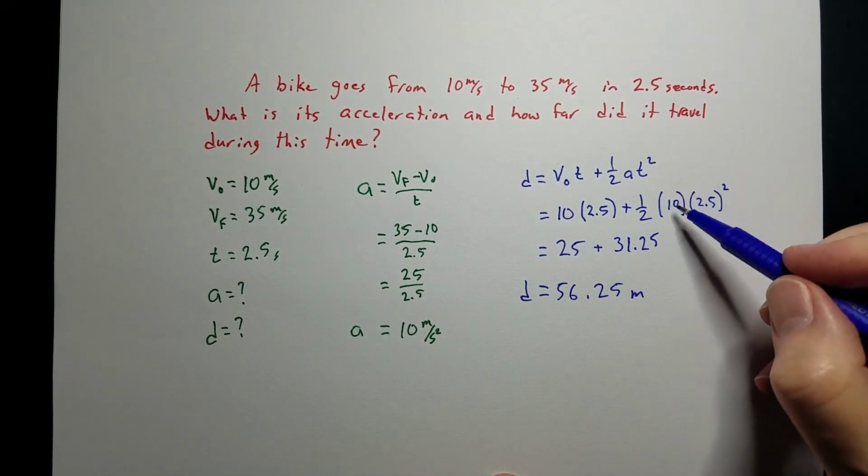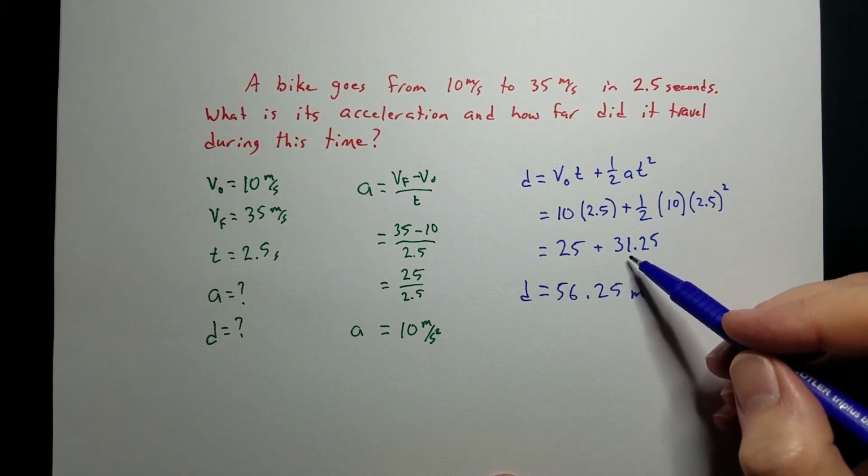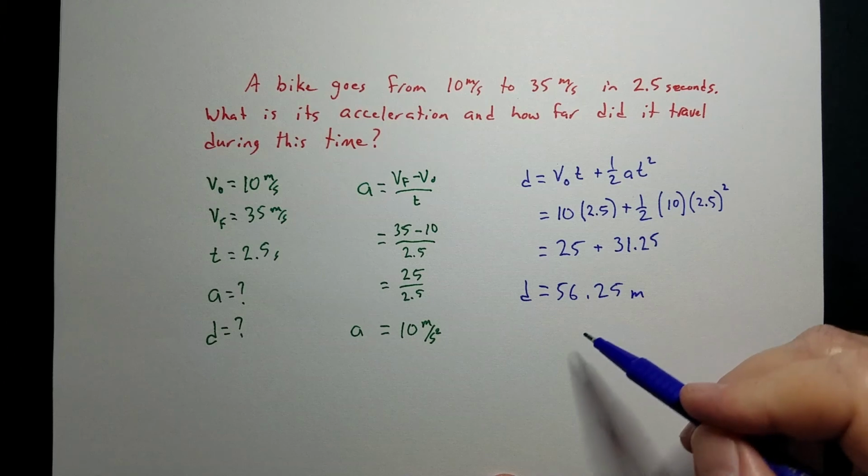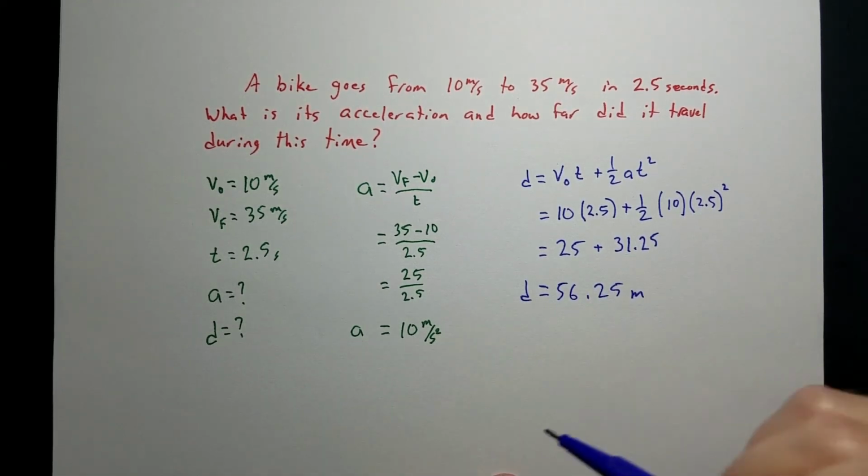Now, if our acceleration happened to be negative, it would have lost that amount, so it wouldn't have gone past it, and our answer would have been negative. We can get a negative displacement. That just means it's behind where it started off from.